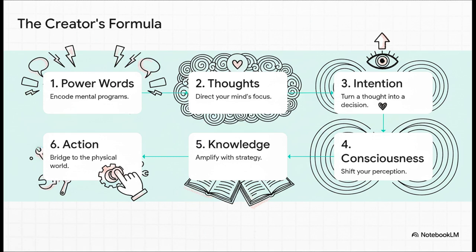Power words, thoughts, intention, consciousness, knowledge, and finally, action. Each step perfectly builds on the one before it. Kind of like a cascade of dominoes, moving from something that's purely mental into something tangible and real. So let's break down exactly how each one works.